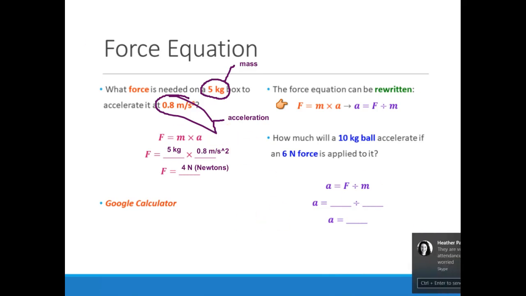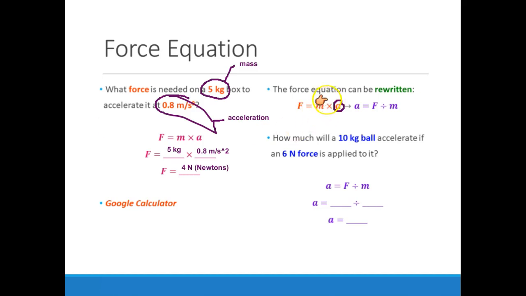Now we can rewrite the force equation in order to solve for acceleration. So the way that we do this is, let's say we want to solve for acceleration, then we need to get rid of anything around acceleration. So what letter is currently next to acceleration that we need to get rid of? Yeah, the M right now is next to acceleration.